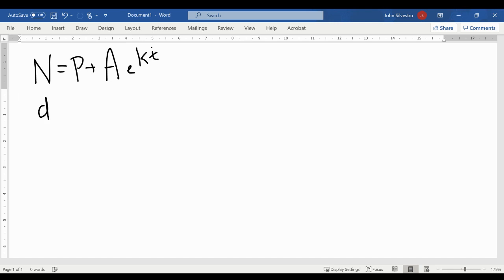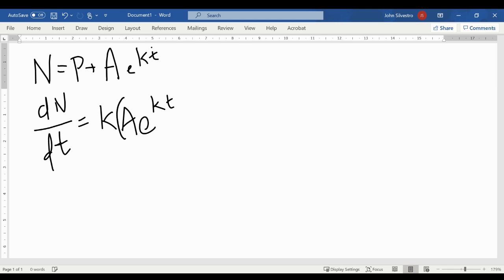So let's do dn/dt. Now p is a constant, so that's going to go away. Because this is a nice exponential, we know that our derivative of that is going to be ae to the kt multiplied by the derivative of the power. Well, the derivative of kt is just going to be k, so we're going to put a k out the front, and it's k lots of all of that.